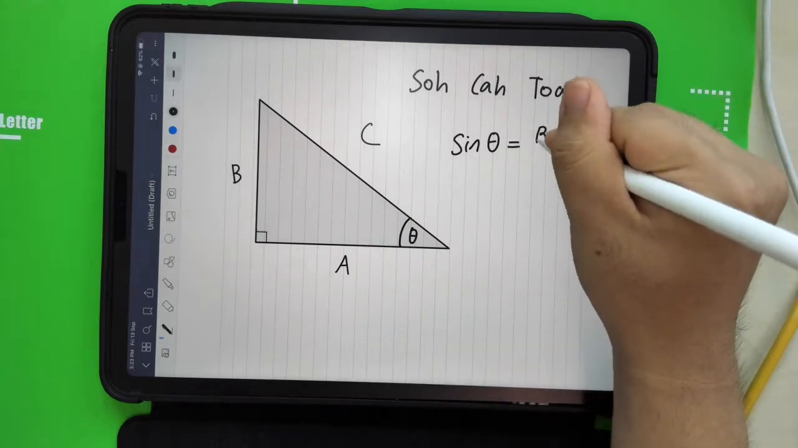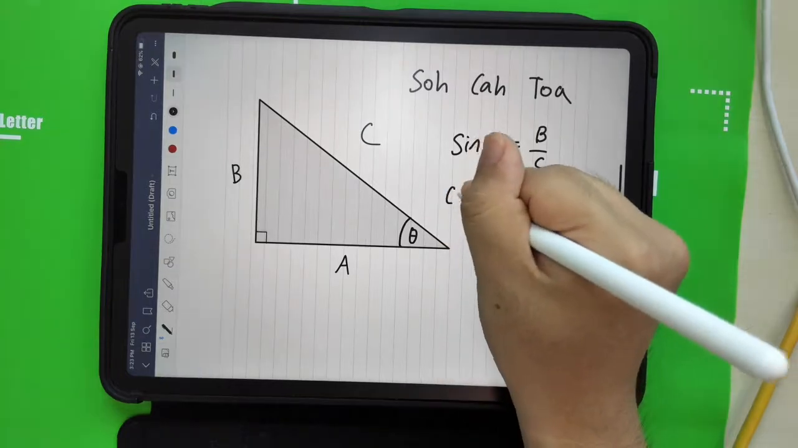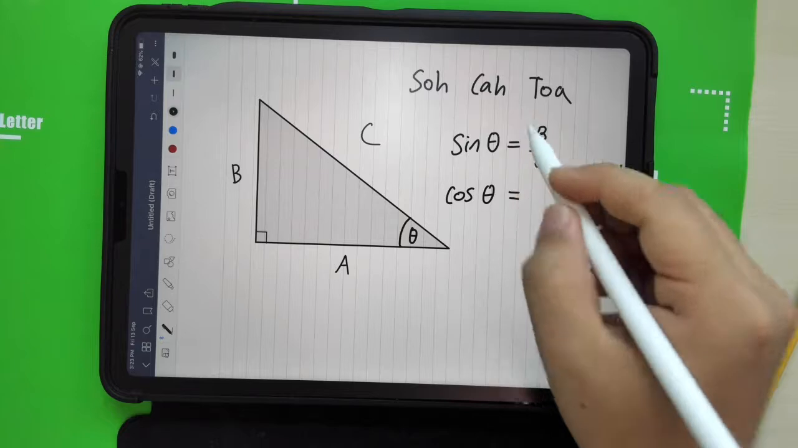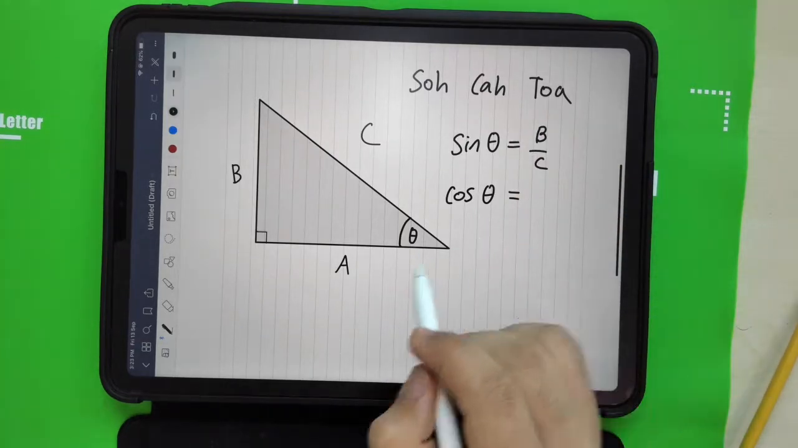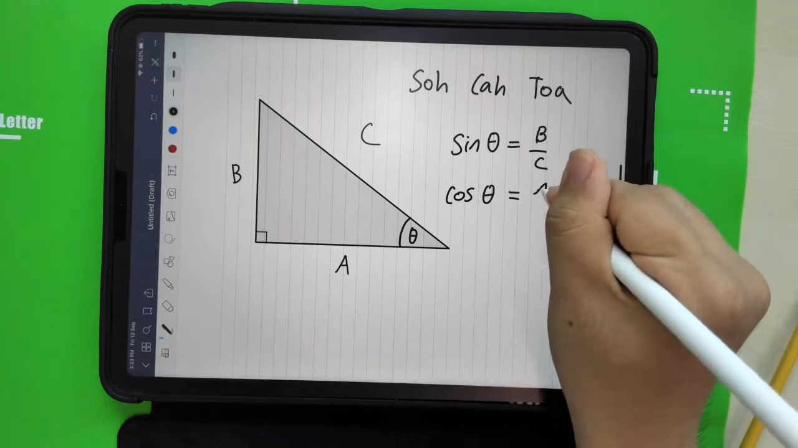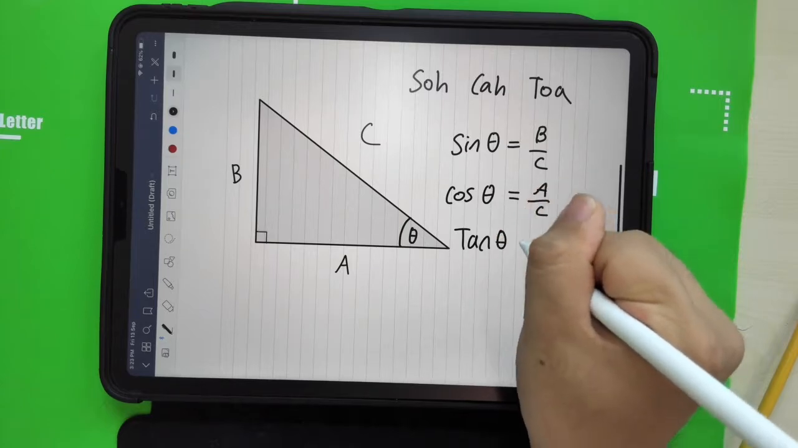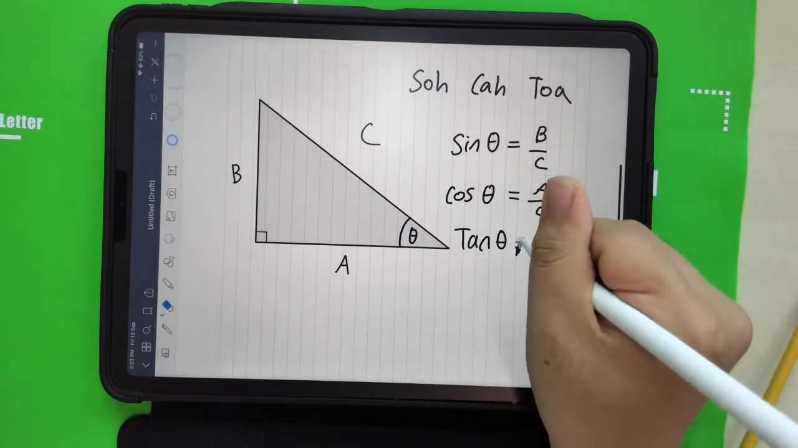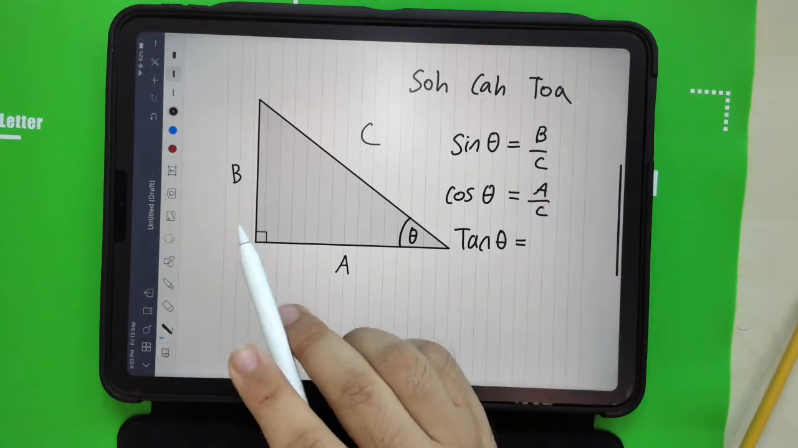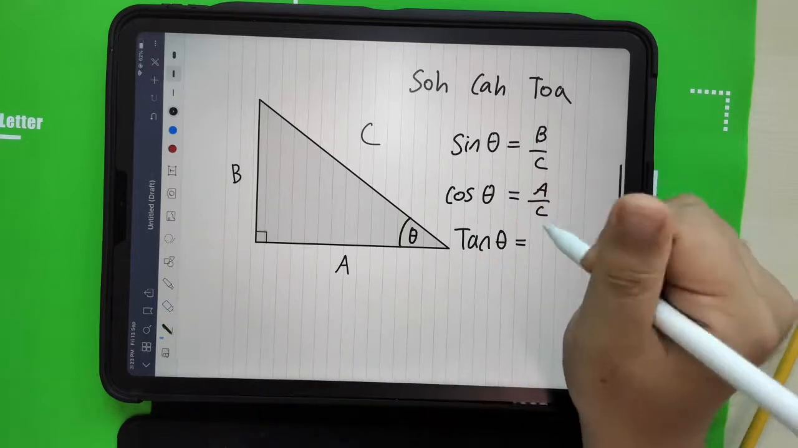So B over C. Similarly, what about cosine theta? Cos theta, here AH refers to adjacent over hypotenuse. So cos theta would be adjacent, which is A, divided by the hypotenuse, which is C. So it would be A divided by C. And finally, tan theta. Tangent theta is equal to opposite divided by the adjacent. So in this case, it would be B divided by A.